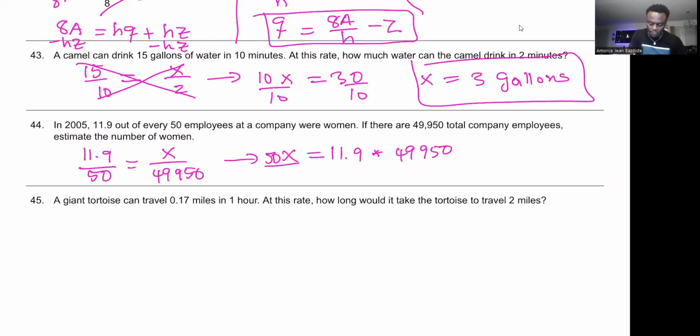So basically, if you divide by 50, you would have X equals 11.9 times 49,950 divided by 50, which is 11,888.1, but we estimate this to be approximately 11,888 women.